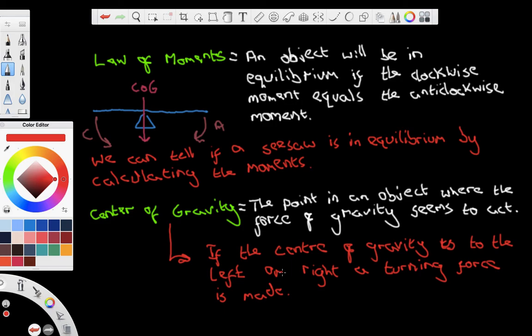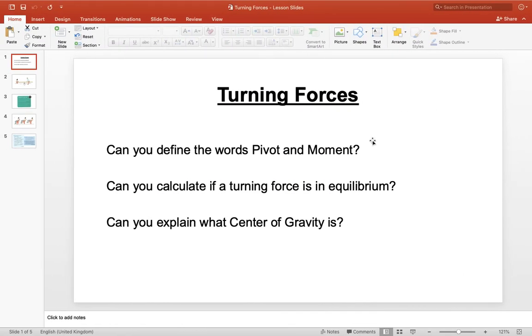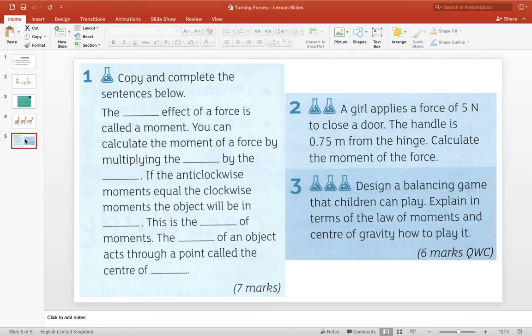Okay? So if we have a look back at our learning objectives, you should now be able to tell me what a pivot and a moment is. You should be able to tell me what equilibrium is and how we can calculate it. And you should be able to explain what the center of gravity is.